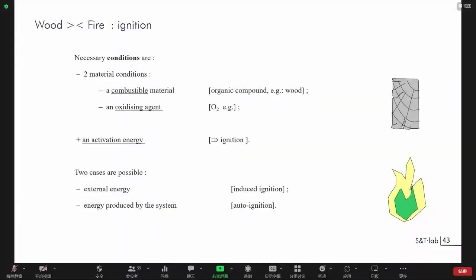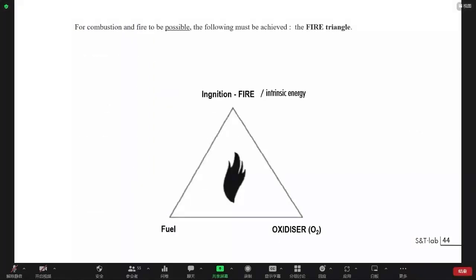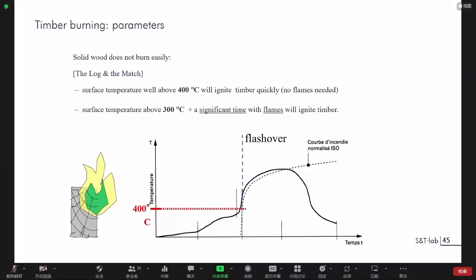provided to the system. So more precisely, you have flames that will be put on timber, or you will have a temperature that will be high enough to set this timber on fire. We'll be answering this question of the temperature in just one moment. So for having timber burning, and this is the case in a building also, you will need fuel, oxidizer, and also the energy that has been put to the material in the form of flame or as temperature.